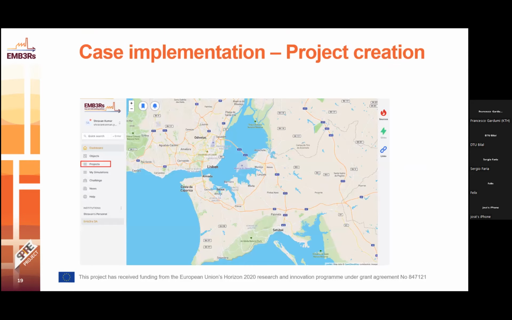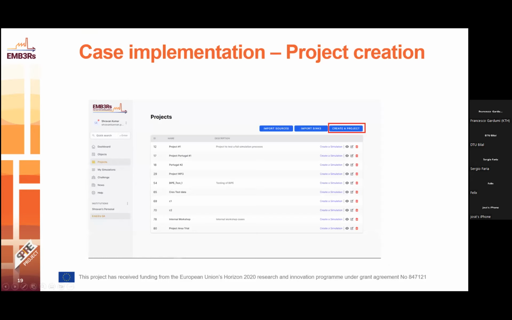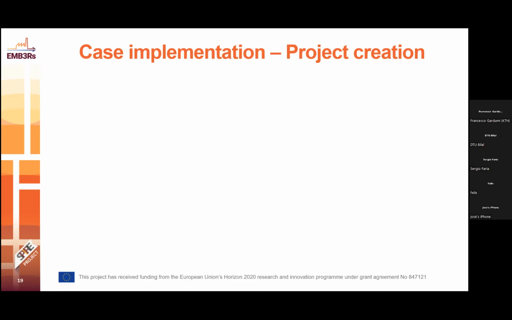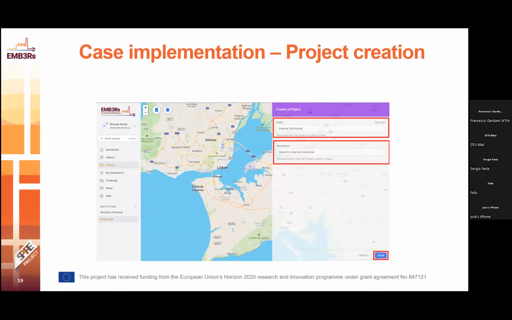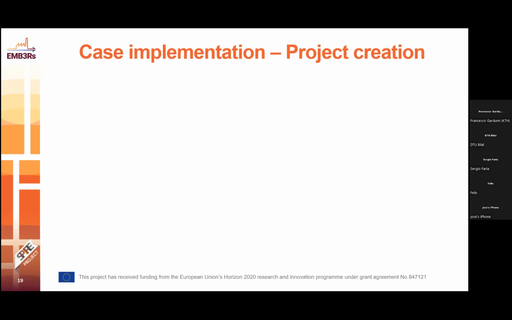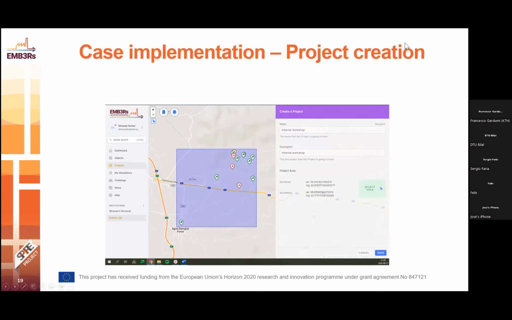And once the sources and sinks are created, to run the simulation we will first need to create a project using this button on the platform, and we will create a new project and give it a name such as the workshop, or whatever name you want to give. And before we save this, we'll also have to select the area. Once you have added all the sources and the sinks onto the platform, you will see something like this with all your sources and sinks shown on the map.